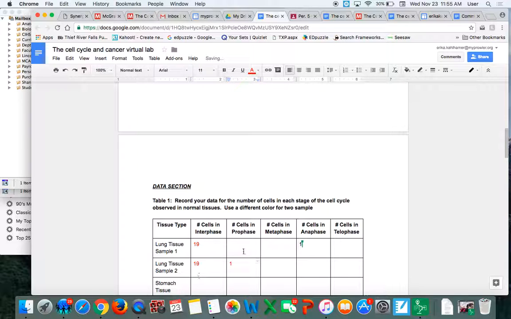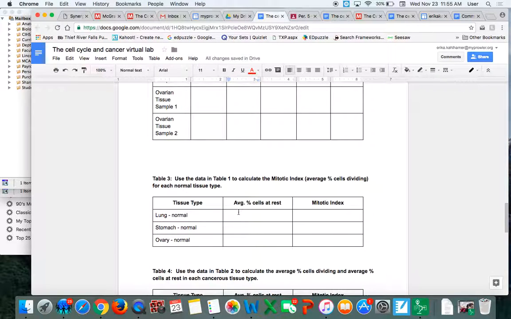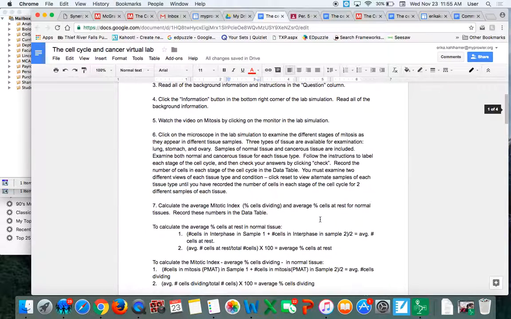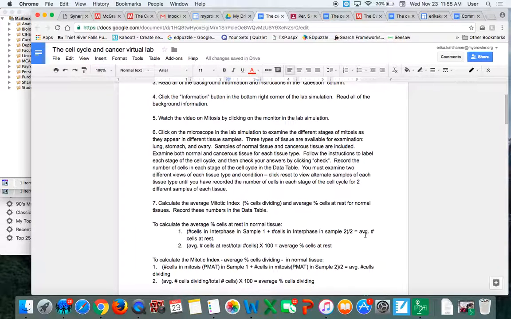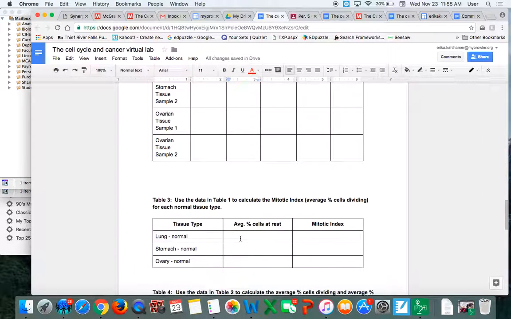The reason why we need to do 2 samples is when we come down to table 3 and table 4 to calculate the average number of cells at rest and the mitotic index, you need 2 samples here. You need to follow the instructions. Number of cells in interphase in sample 1, in my case, was 19, plus the number of cells in interphase in sample 2, in my case, was 19, divided by 2 equals the average number of cells at rest. And I would take that divided by the total number of cells, which was 20, times 100 to get my percentage. And that is what I would write right there.